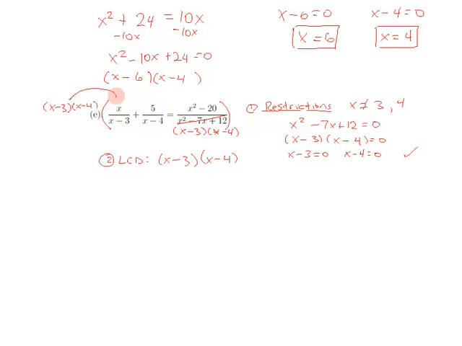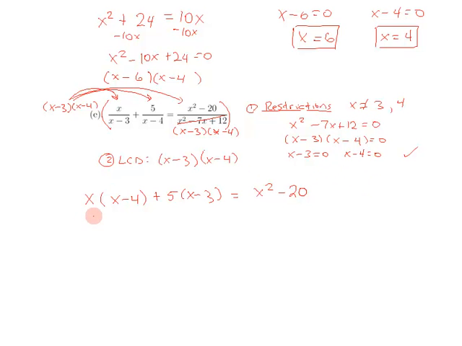Now when I take that times the first fraction, the x minus 3's will cancel, and I will be left with x times x minus 4. When I take that times the next fraction, the x minus 4's will cancel, and I'll be left with 5 times x minus 3. And when I multiply times the right hand side, everything cancels, and I'm left with x squared minus 20.